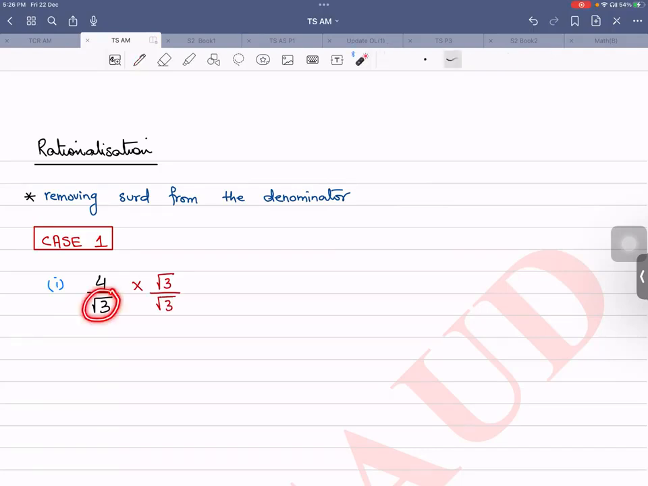रैशनलाइजेशन के अंदर हम करते क्या है, जो भी डिनोमिनेटर होता है उसी से मल्टीप्लाई और डिवाइड कर देते हैं. So I'm going to multiply the numerator with the numerator and the denominator with the denominator. So what am I going to get? 4 multiplied by square root 3 is 4 square root 3. What is square root 3 multiplied by square root 3? 3. This is my answer. I have removed the surd from the denominator.